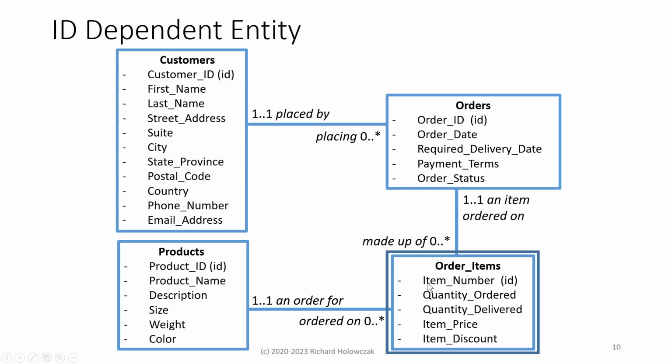The question comes, is the item number by itself enough to uniquely identify an order item? And the answer is no, it is not. If I just told you, hey, let's look at item 3, you would have no idea which order I'm talking about. In other words, order items is dependent upon the order's entity in order to figure out which item we're talking about. You need a combination of the order ID and the item number to uniquely identify the order item.